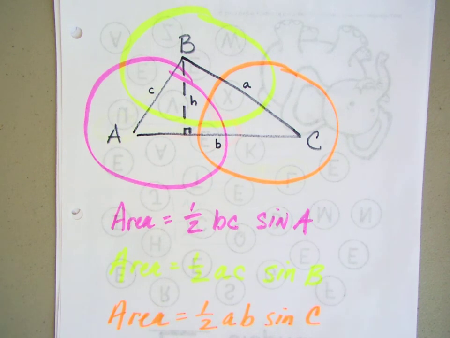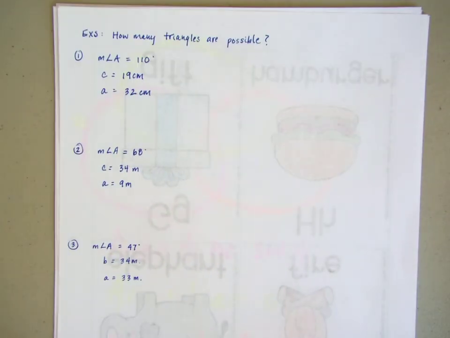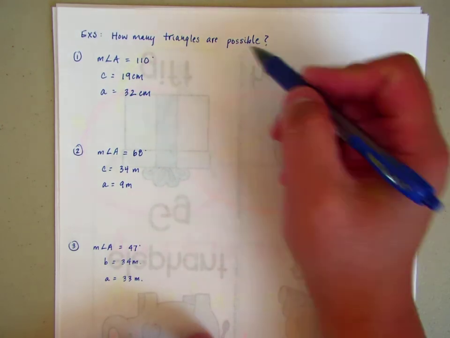So how many triangles are possible here? Now, a picture is always good because remember that formula, you don't want to just plug things into the formula. You want to make sure that formula is applicable to what we're looking at. So let's do a quick picture here.